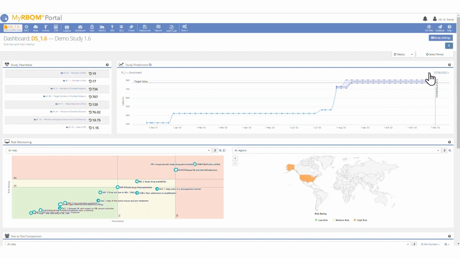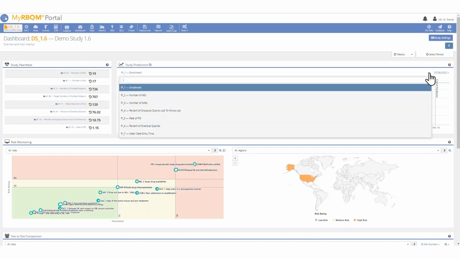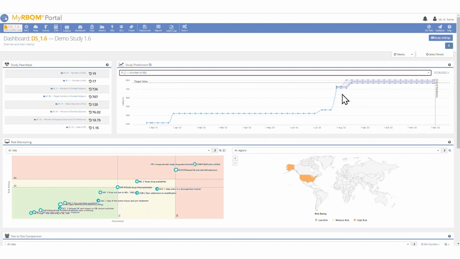A drop-down menu provides a list of the available predictive indicators that can be selected. After selecting an indicator of interest, such as the number of AEs, the graph will update.